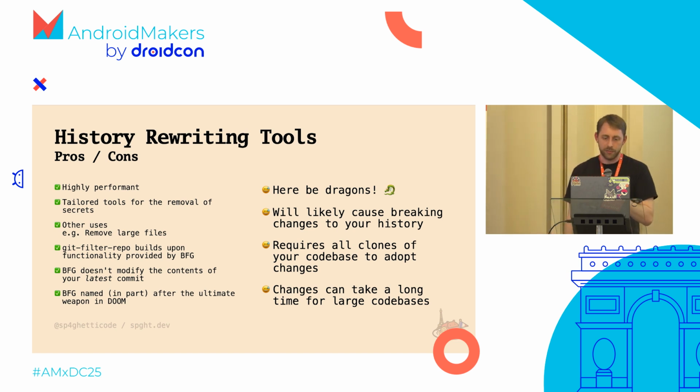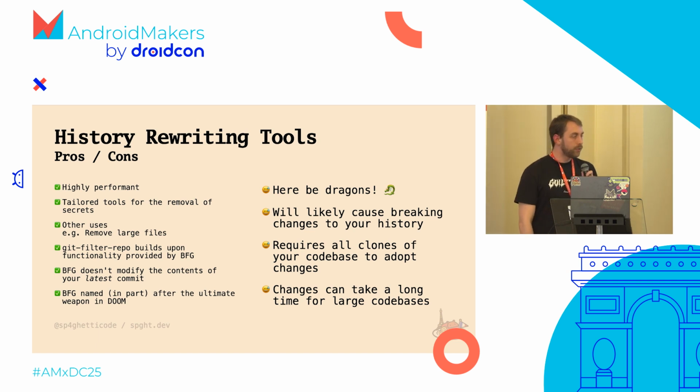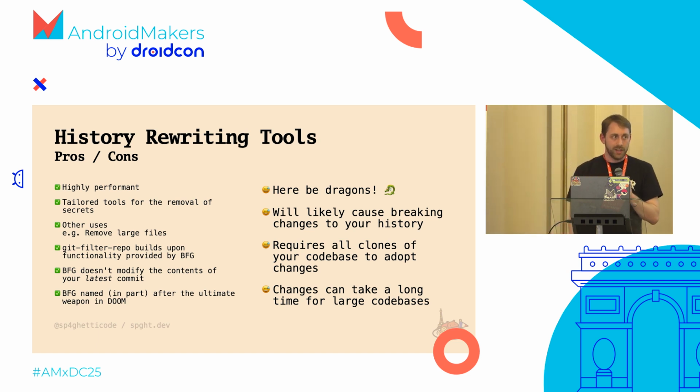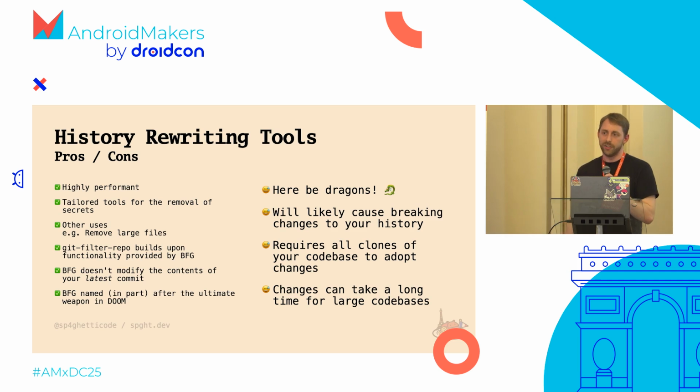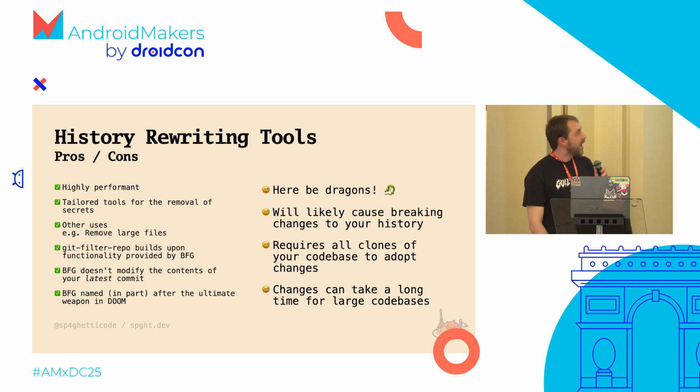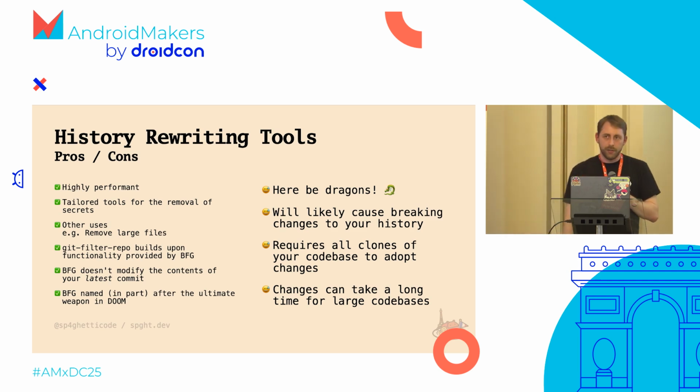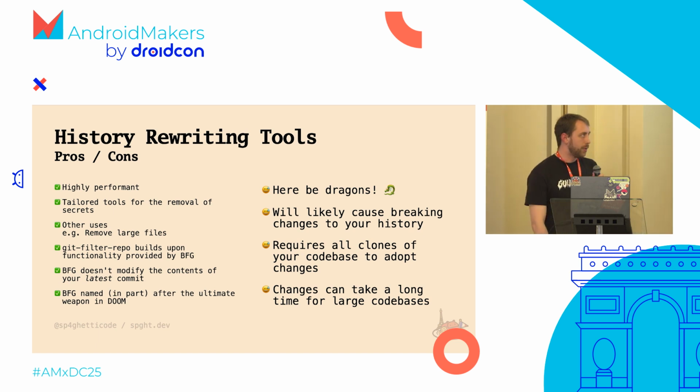As with anything when it comes to Git, here be dragons, you've got to be careful. Rewriting history is dangerous. It will almost certainly break your code base. It also requires all clones of your code base to have these changes. That means you're going to need to speak to each and every developer on your team and say, hey, I've just done a Git force push, and you're going to need to pull the repo again. You need to make sure that that's communicated effectively. It also takes a hell of a long time for large code bases, but it's worth it. We want to remove those secrets, right?